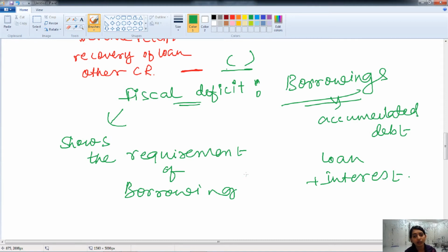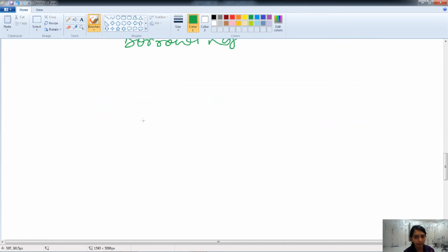Okay. So if the fiscal deficit is higher, the government requires to borrow more amount of money, and if the fiscal deficit is lower, then the government is required to borrow less amount of money. Here the borrowings also include the interest plus the loan amount. So here the fiscal deficit means the spendings are increasing faster than the earning. Okay, it shows the increasing spendings faster than the earning.